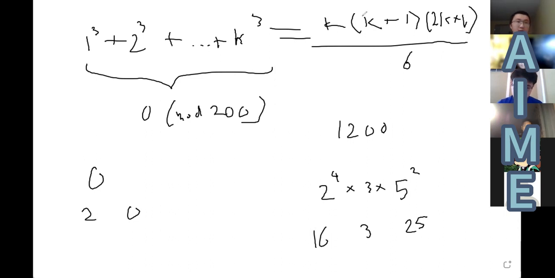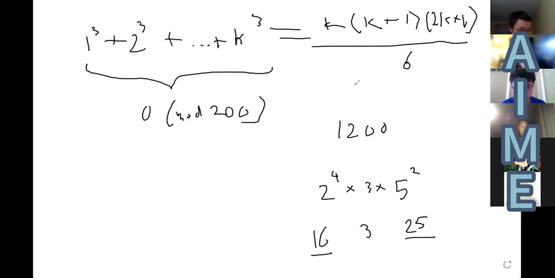We're only considering the numerator. I forgot to say that. And finally, if k is 1, k plus 1 is 2, and 2k plus 1 is going to be 0 mod 3. So you'll always have a factor of 3 in the numerator. So we don't have to worry about that. So we just have this and this.